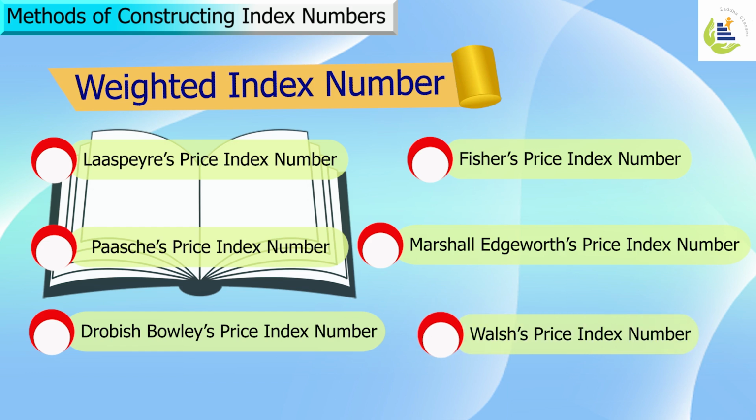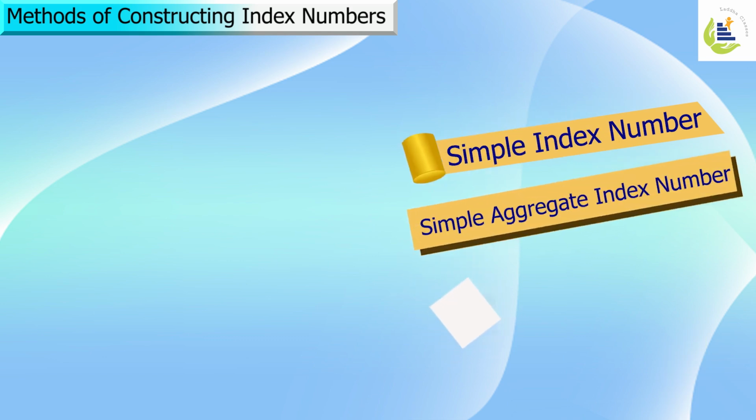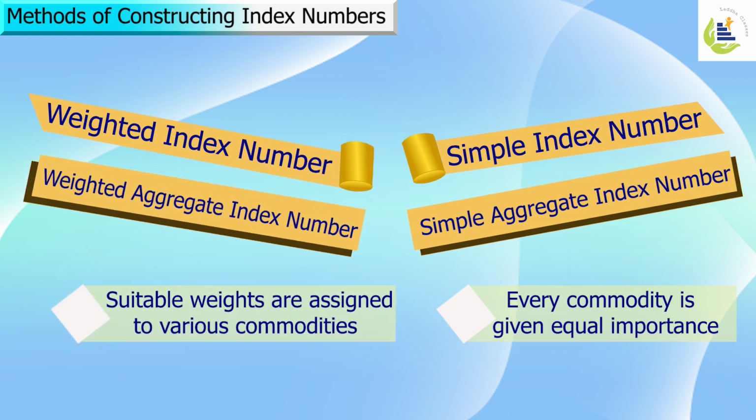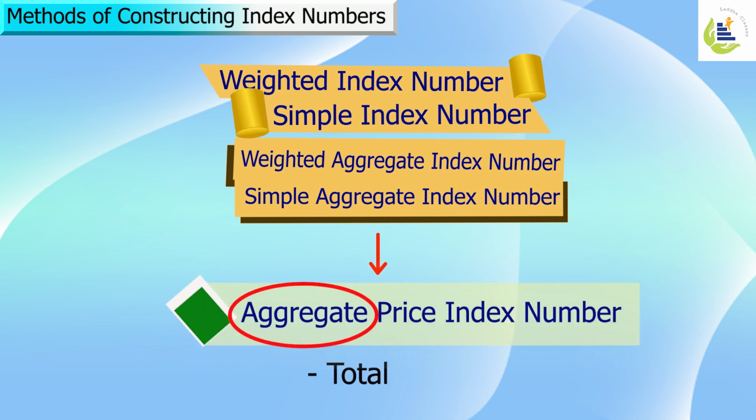So, in a nutshell, there are broadly two methods to construct index number. One, simple index number or simple aggregate index number. Another is weighted index number or weighted aggregate index number. In both the methods, the basic mathematical logic used is of aggregates, which means total. So all those values are added to calculate the final index number.